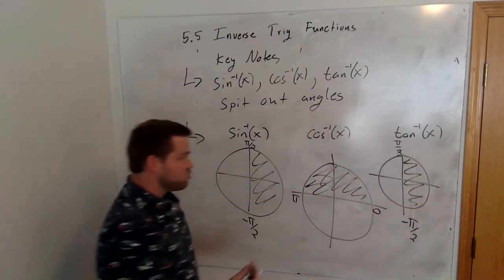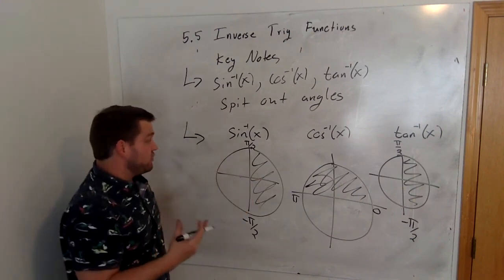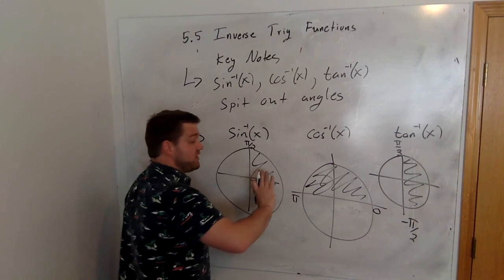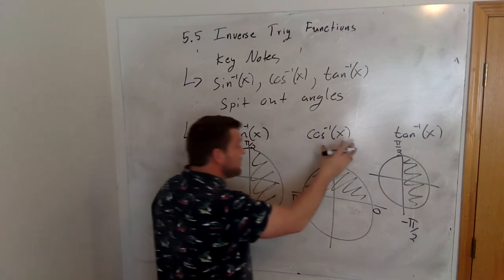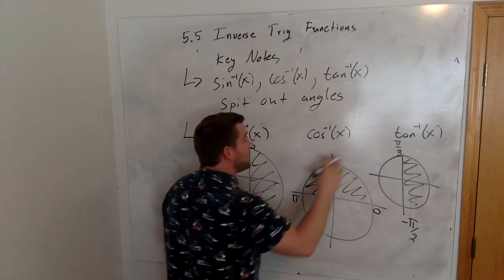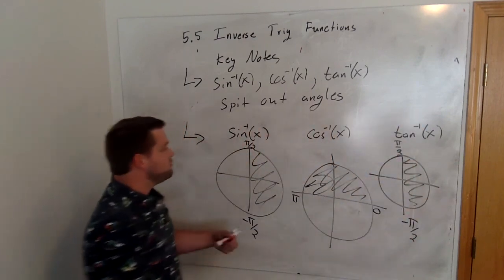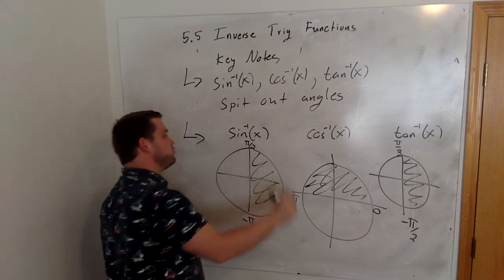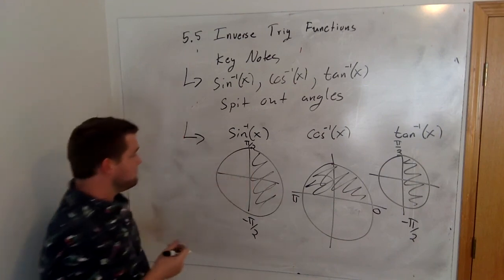These are the key things to remember from this lecture. Inverse functions spit out angles. Sine inverse spits out angles in quadrant 1 and between negative pi over 2 and pi over 2. Cosine inverse spits out angles between 0 and pi. Tan inverse spits out angles between negative pi over 2 and pi over 2. We made these restrictions to make sure that these functions were continuous and also just to make them functions.